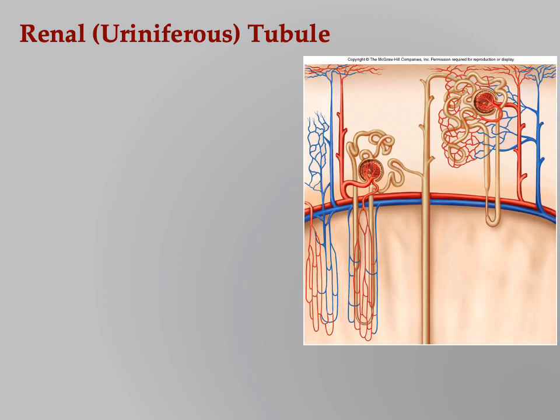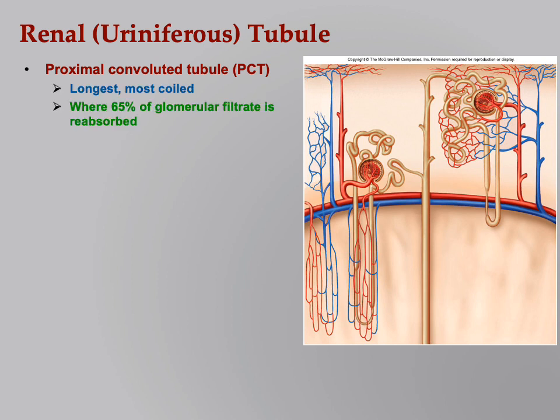So let's look at the tubule, the renal or uriniferous tubule. I normally just say renal, but you can use either one. So the proximal convoluted tubule. Notice coming right out of the corpuscle, the very first part of the tubule is all twisted around. It's convoluted. It's the longest and the most coiled. That's where 65% of the filtrate is reabsorbed.